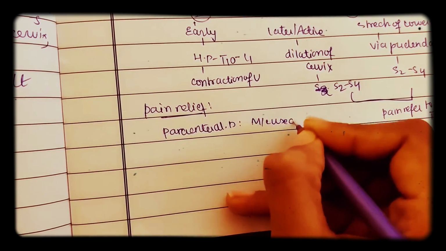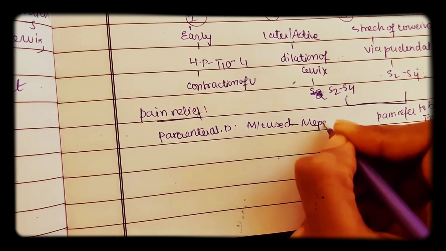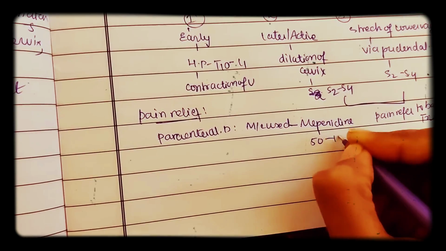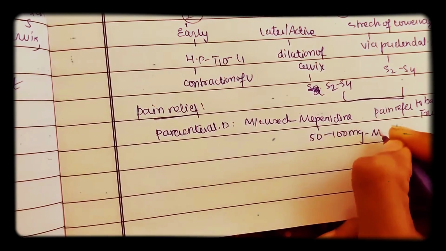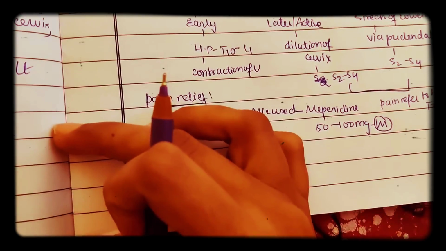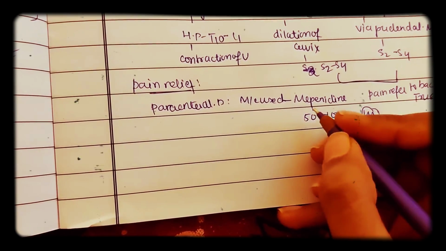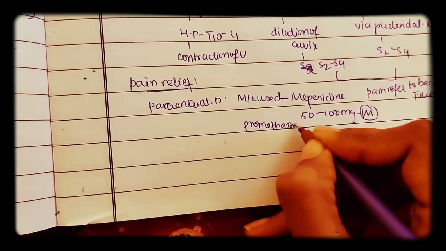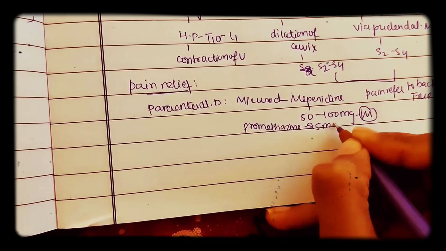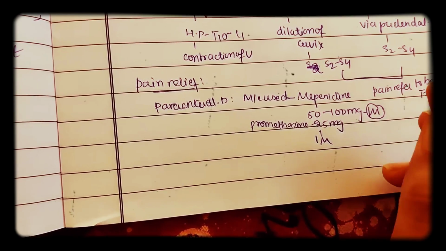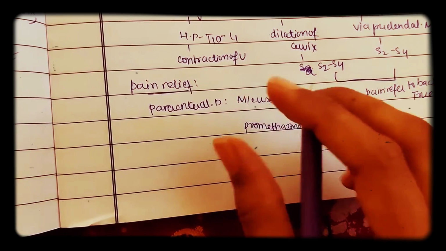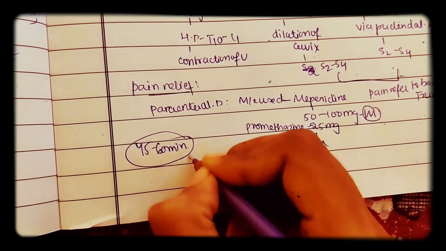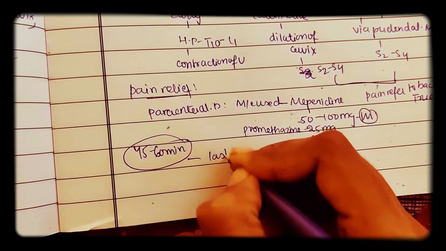Most commonly used parenteral drug is meperidine, that is 50 to 100 milligrams intramuscularly. So you are going to use 50 to 100 milligrams meperidine intramuscularly, and also you can use promethazine 25 milligrams intramuscularly. Okay, promethazine. So the maximum effect is seen within 45 to 60 minutes. Within 45 to 60 minutes you will get the effect, because you have given it intramuscularly, and it will last for 4 hours.